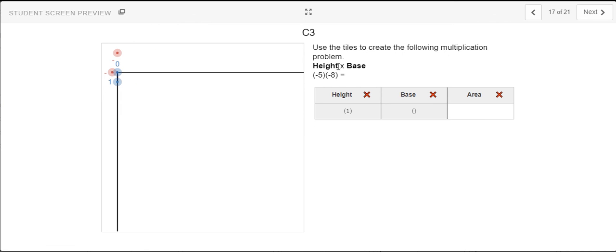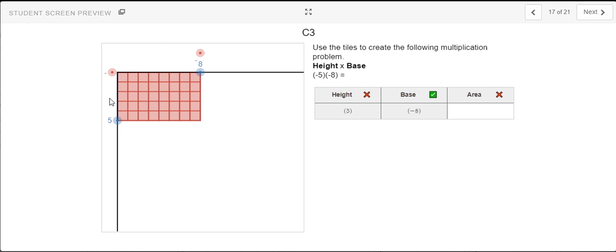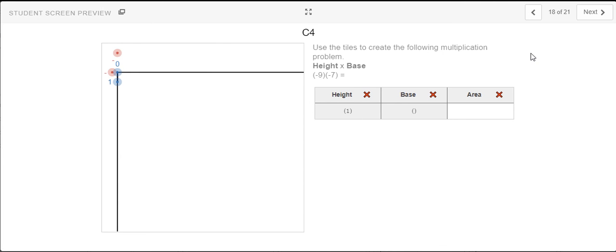So let's try that here. I want a 5 by 8 rectangle, so base 8, height 5. Right? If I flip one side over, this is now negative, but if I flip it again, it's back to positive. So negative 5 times negative 8, if I flip it twice, I end up with 40 squares. All right, next example.